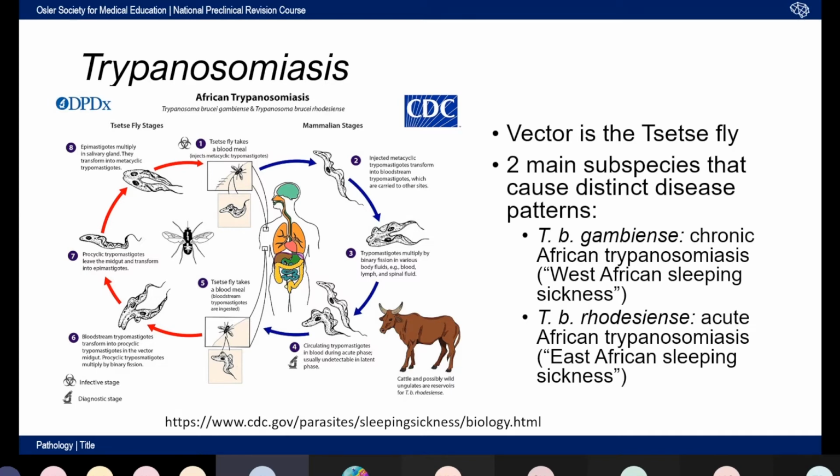So the life cycle of this: the tsetse fly injects metacyclic trypomastigotes into the skin tissue, which then transform into bloodstream trypomastigotes, which replicate by binary fission. So the important thing to note about this parasite is, unlike the others, it's not intracellular at any point. So the whole life cycle is extracellular, which is different to all the ones we've seen so far.